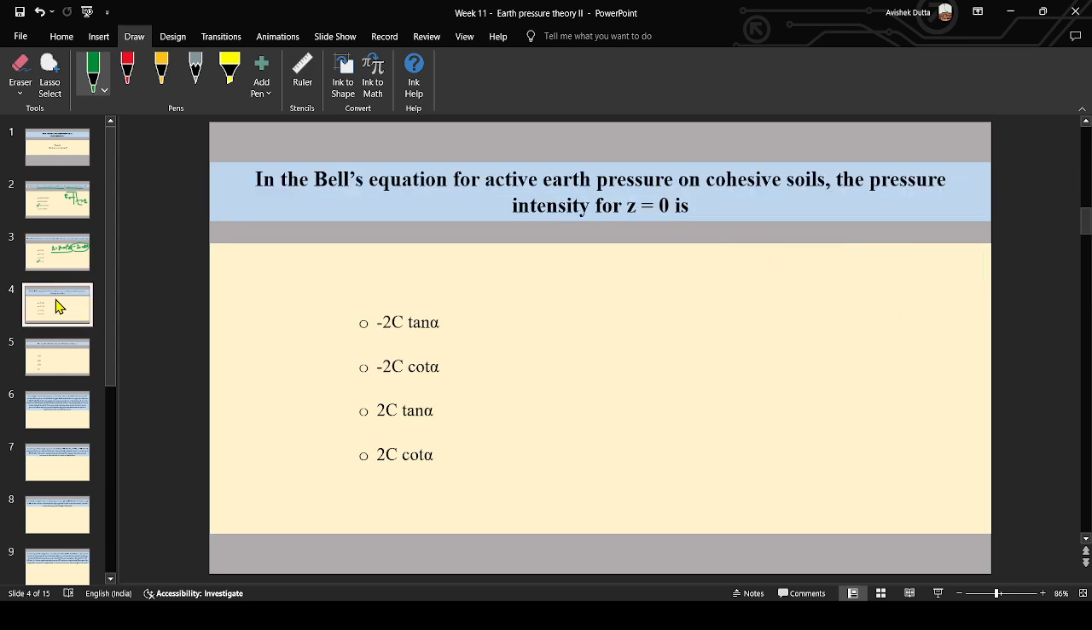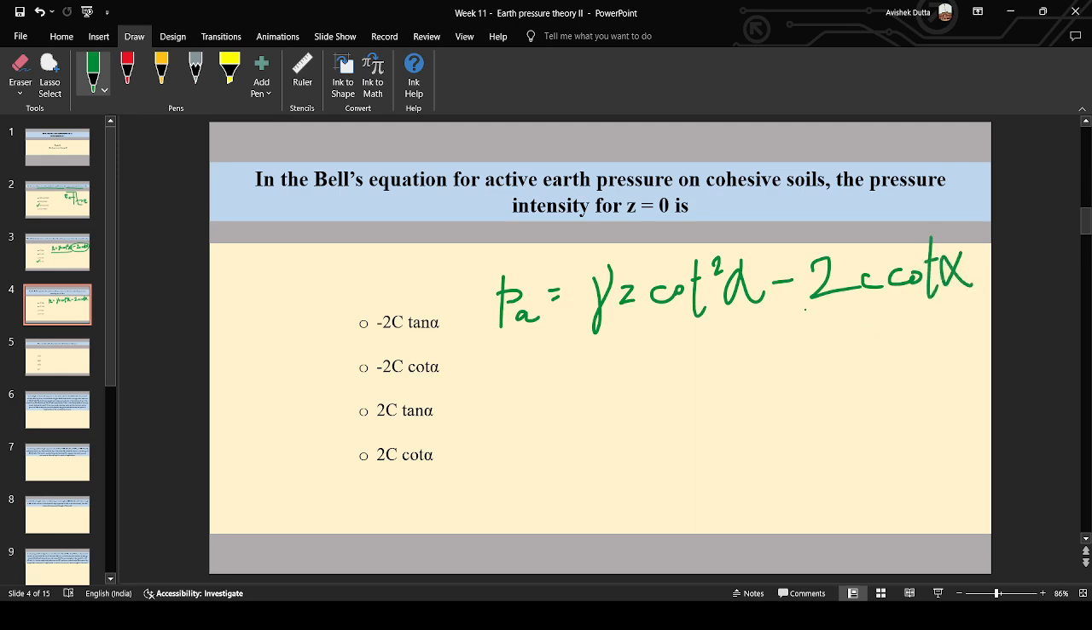In Bell's equation for active earth pressure on cohesive soil, what is the pressure intensity for Z equal to 0? This is Bell's equation: PA equals gamma Z cot square alpha minus 2C cot alpha. You can see that this 2C cot alpha is a constant value not varying with the depth, whereas the first term varies with the depth.